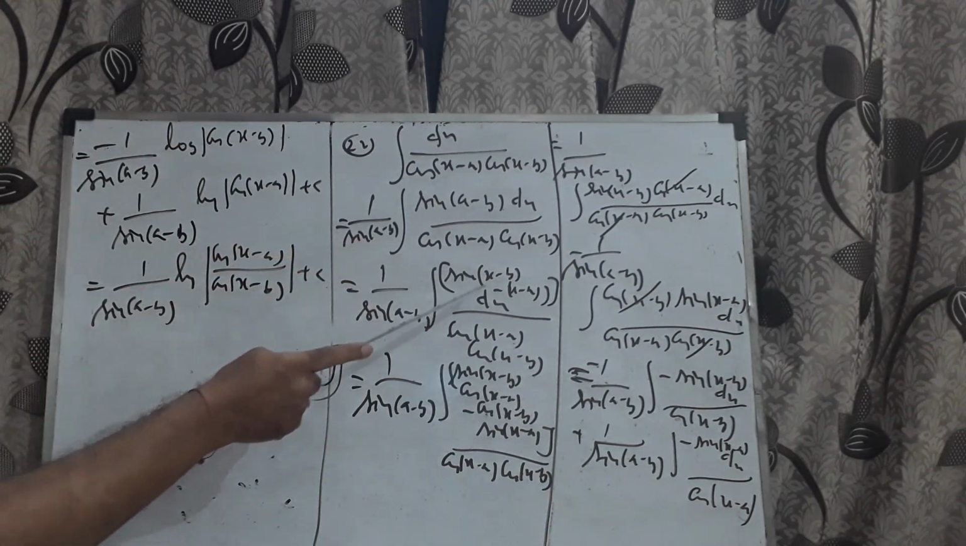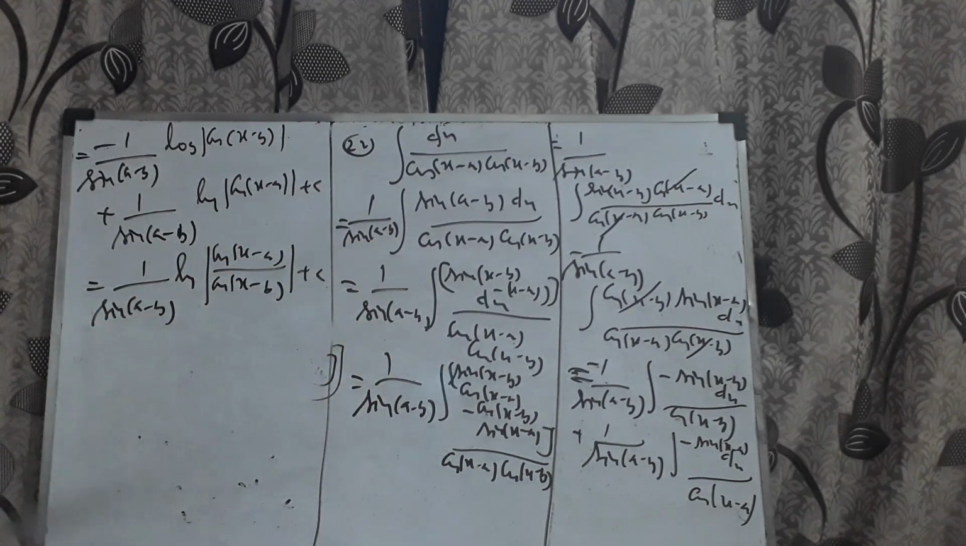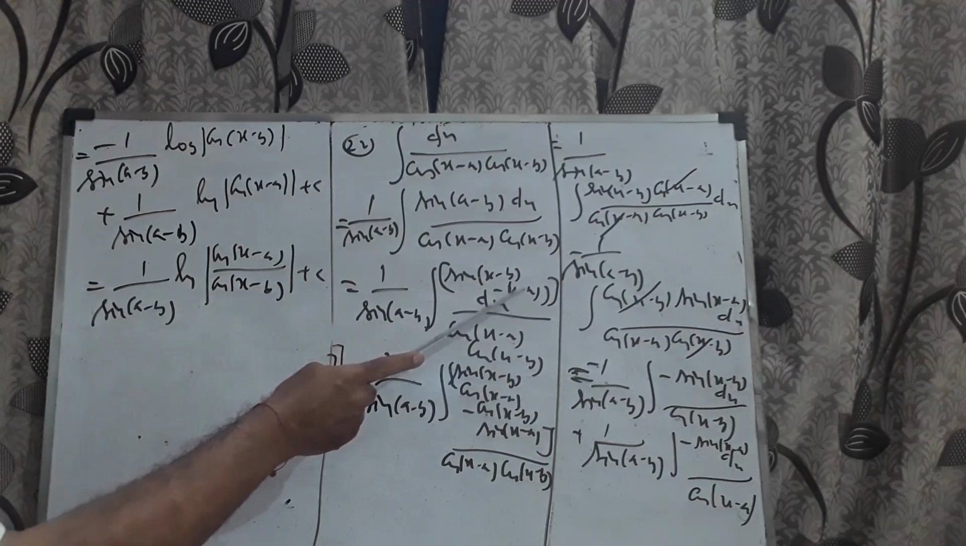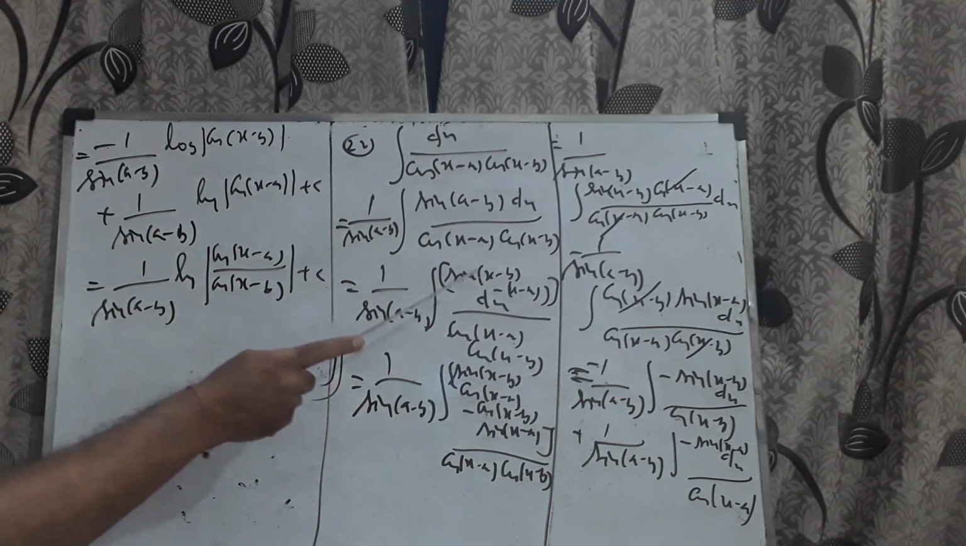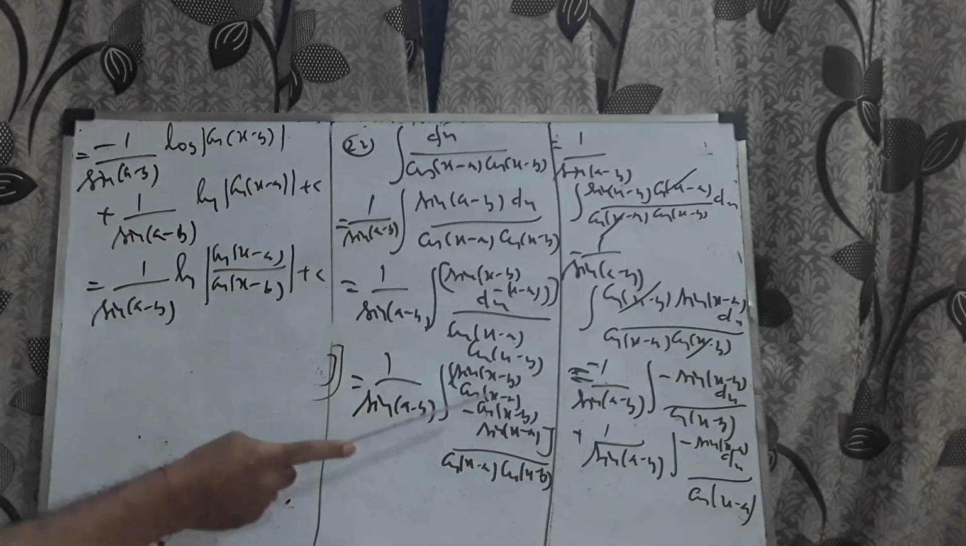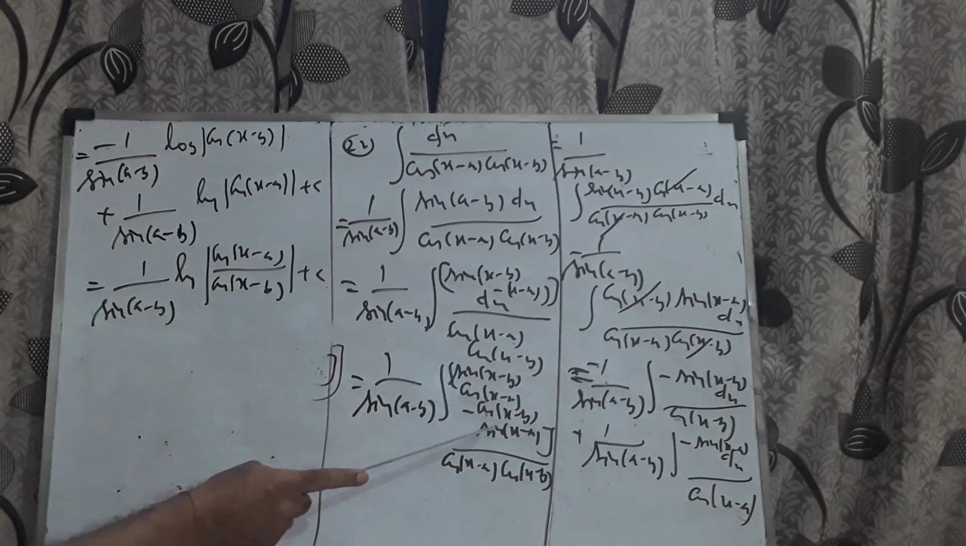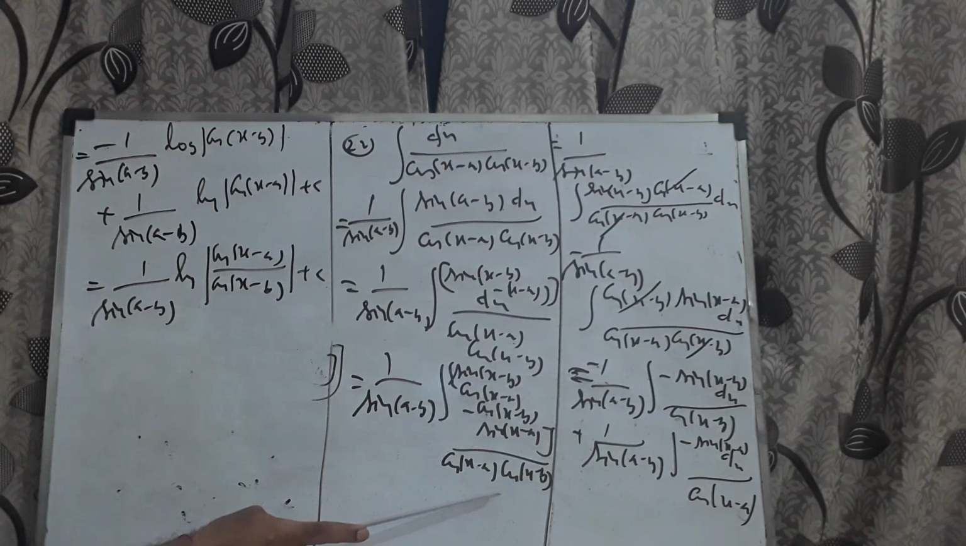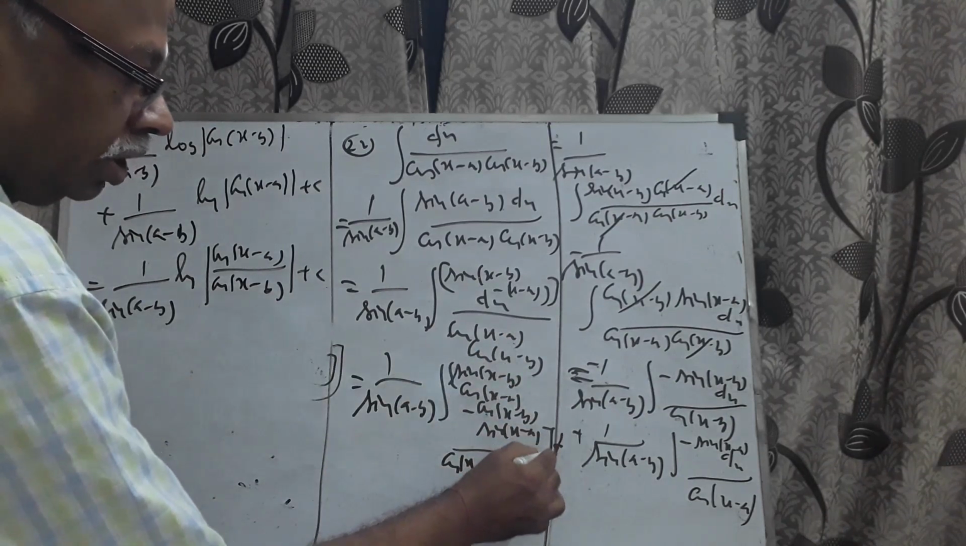This a minus b can be written as x minus b minus x minus a. I need it, therefore I do. In terms of x, x minus x gets cancelled, minus of minus a plus a minus b is written like this. Let me use the sine a minus b formula here: sine x minus b cos x minus a minus cos x minus b sine x minus a, by the denominator as it is. Sorry, dx is anyway there. I forgot to write dx.